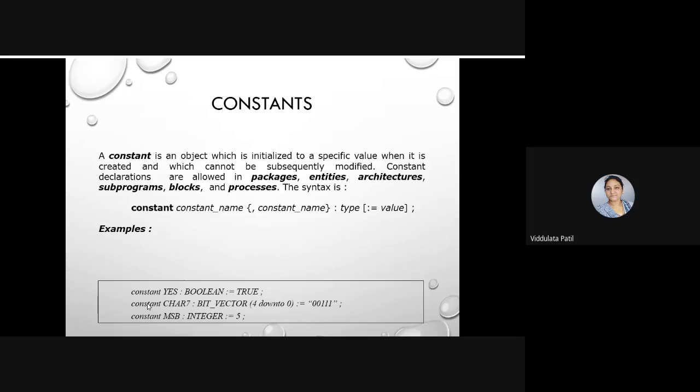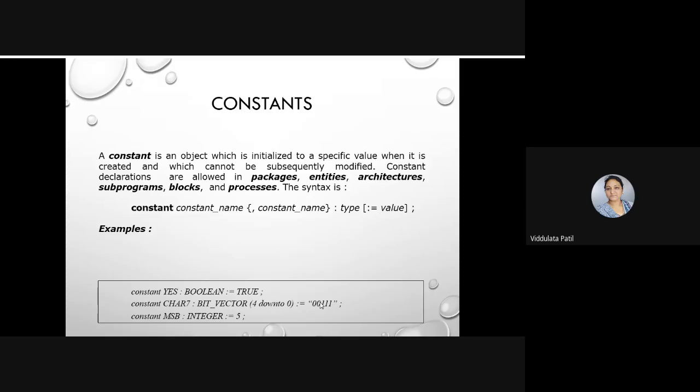Another example is constant char7, which is of bit vector type, and it is 4 down to 0. That means as it is a vector, it has a certain range, 4 down to 0. So it is 5 bits, and then the value for this is 00111.